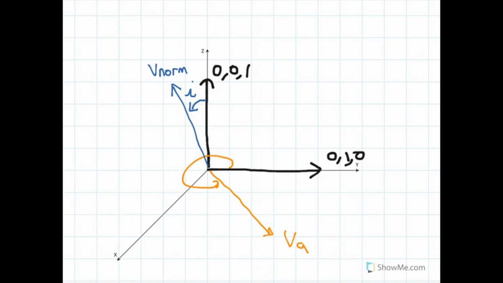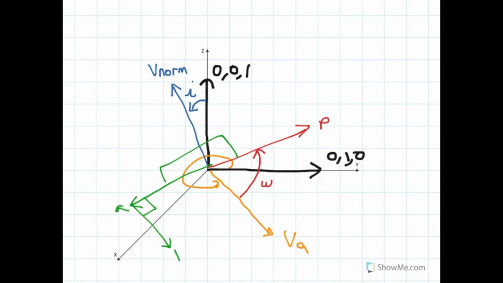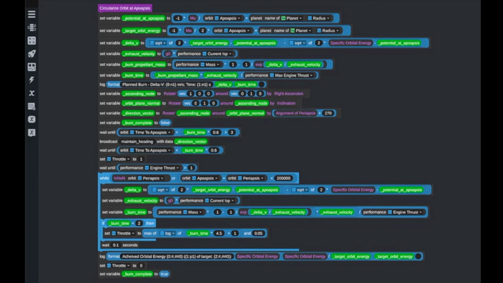Now, if we were to rotate v sub a around v sub norm by our argument of periapsis, we would have a vector pointing towards our periapsis. Rotate another 180 degrees, and we have our apoapsis. And rotate another 90 degrees, and we have the direction of our velocity at apoapsis, assuming a counterclockwise orbit. With that explained, the steps in the flight program to calculate the burn direction vector should be pretty clear.